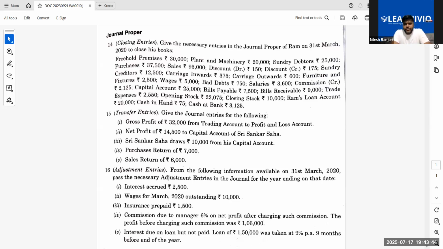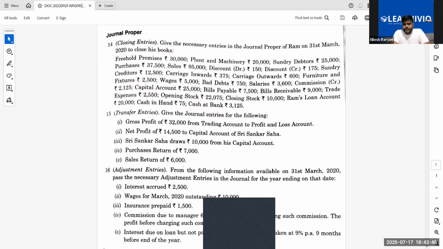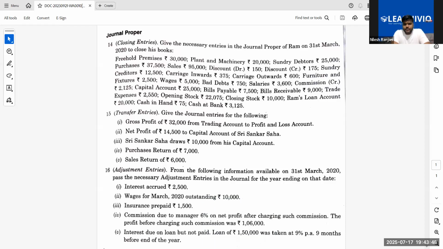Tell me the journal entries. The first one, accrued interest account to interest account. Interest accrued account debit to interest account. Yes. Second, wages account to wages outstanding account. Good. Then insurance prepaid account to insurance account.